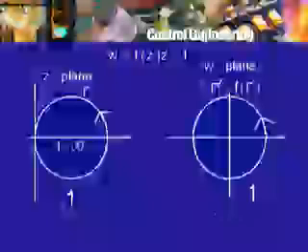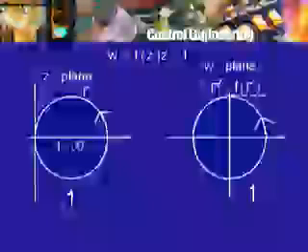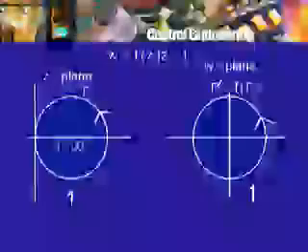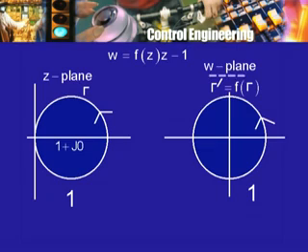In the w plane, what will be the image contour? This circle is shifted by 1, so the image contour will be simply the unit circle in the w plane. This is gamma prime. Now look at the following. The image contour, gamma prime or f of gamma, how many times does it encircle the origin in the w plane? The answer is 1.